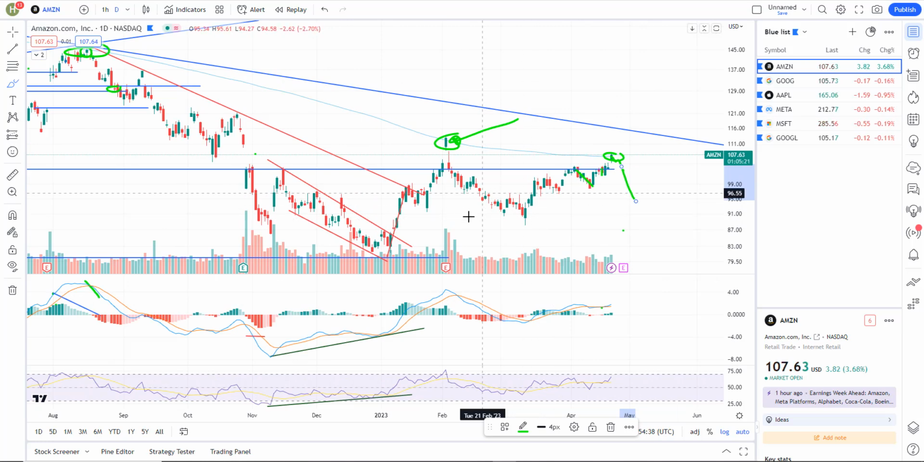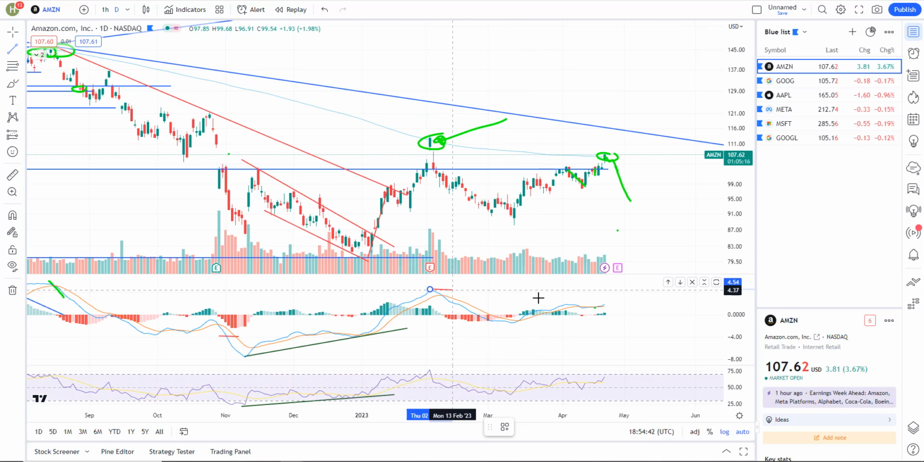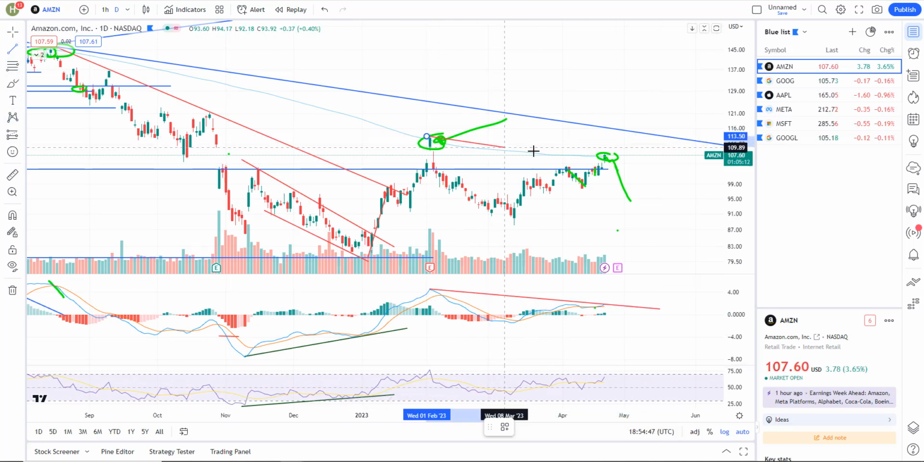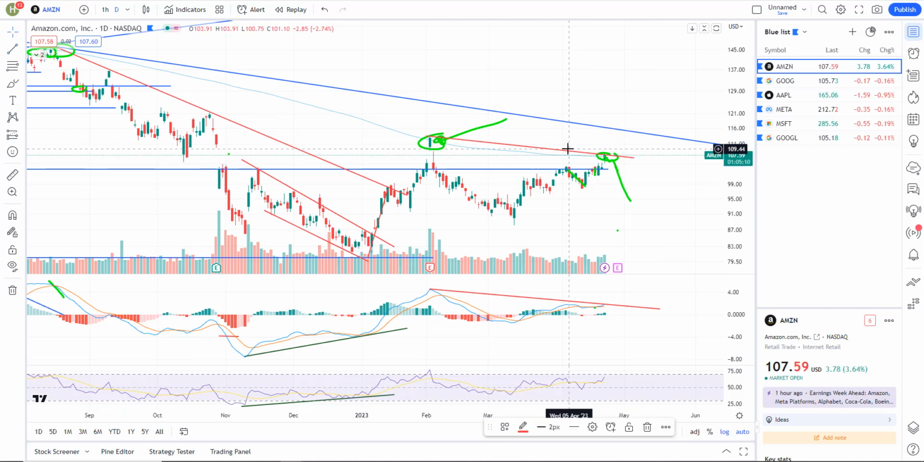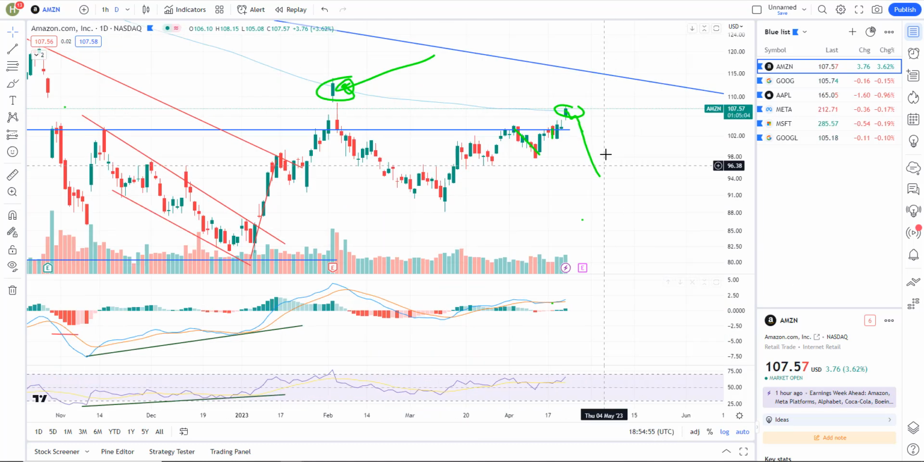The one thing about Amazon that's a little different is no negative divergence here on the daily. You can see we have lower momentum, but if you're taking it off this candle here, we've got lower price there. So lower price, lower momentum. It's not a divergence. So, you know, I don't know.